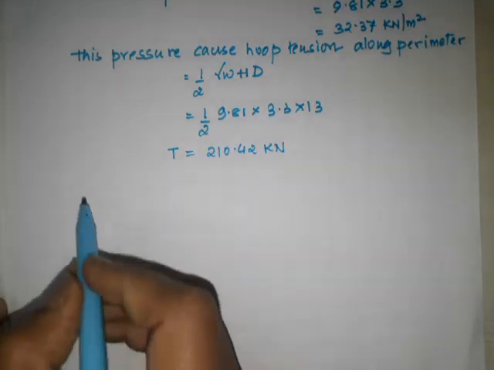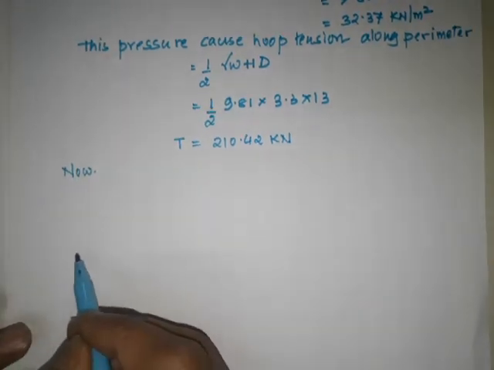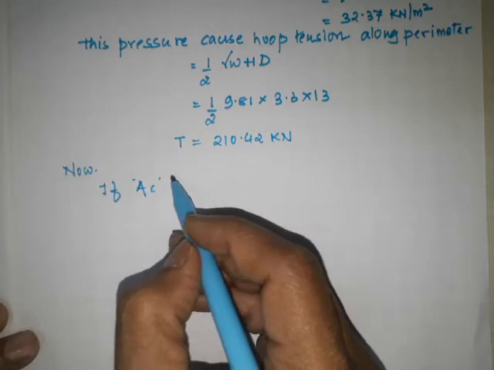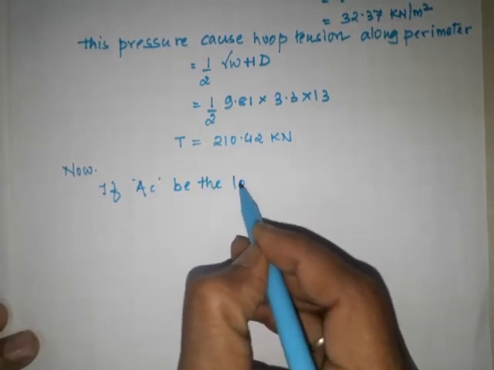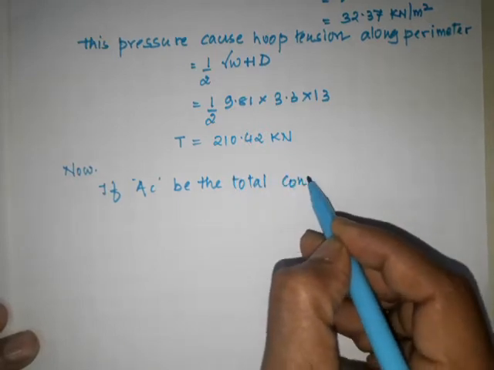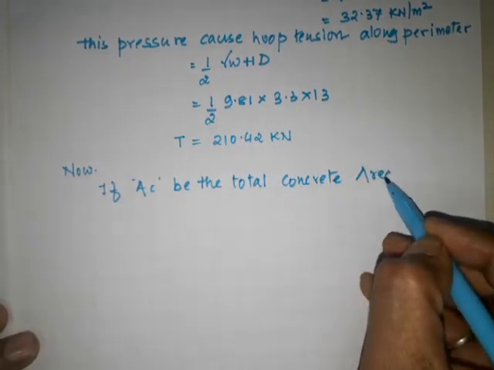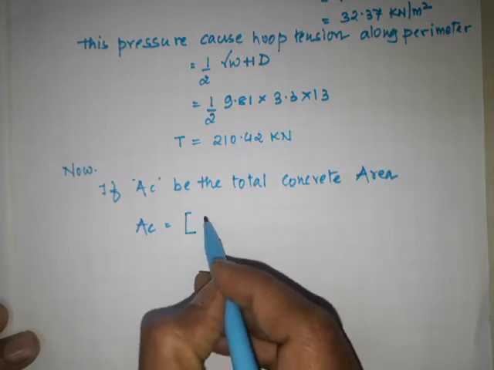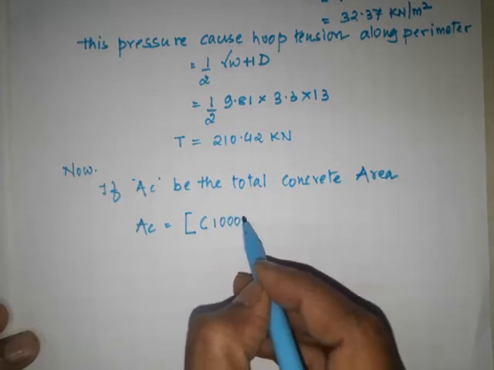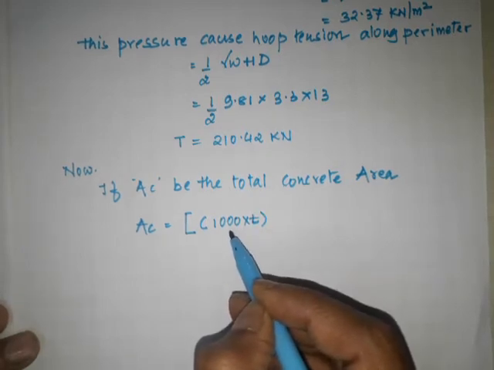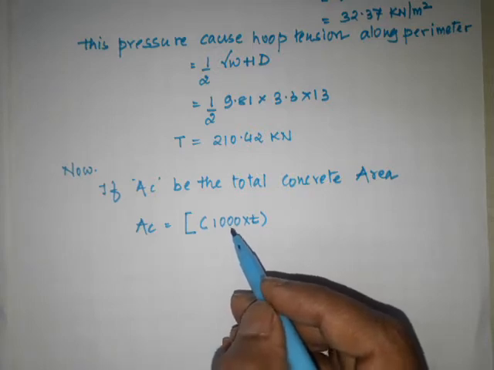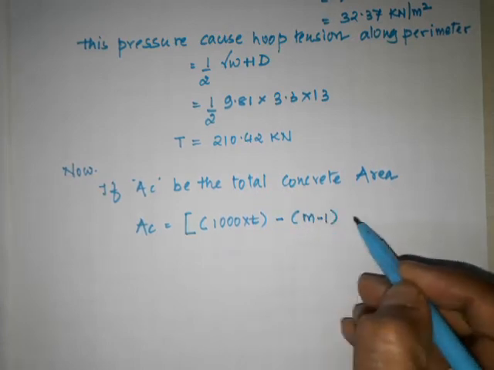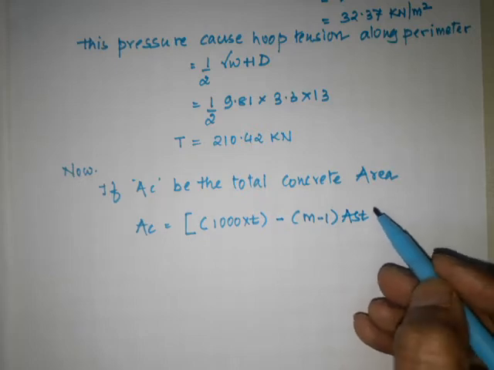Now the next step we have: if AC be the total concrete area, that is area of concrete, then AC will be, you have to remember this equation, 1000 into T. 1000 is per meter height, so we are considering the height of wall per meter. 1000 into T, that is thickness, minus (m minus 1) into AST.